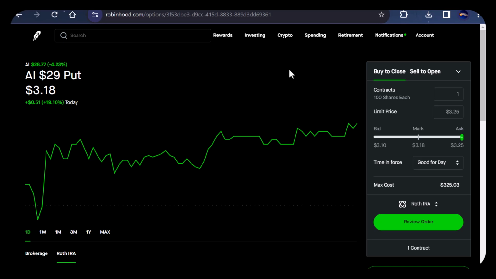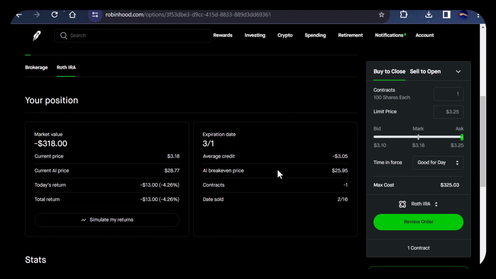Typically, the options slightly after the earnings announcement have very high implied volatility. I mean, people paid me $3.05. I like this stock. I have no problem buying at $29. But somebody paid me $3. So if by March 1st it ends up being below 29, they're gonna sell me those 100 shares at $29. But my effective cost is $25.95.